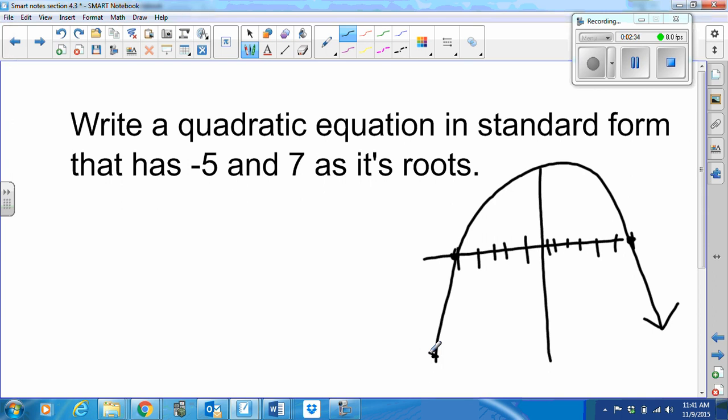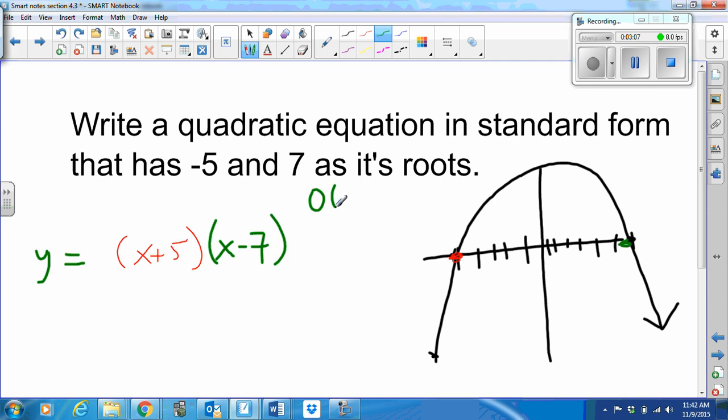And so when you have a root of x equals -5, you have to think about what factor creates that: x plus 5. And when a quadratic has a root of 7, then the factor that accompanies that is x minus 7. So basically, this is y equals x plus 5 times x minus 7. Now, if we look at this carefully, it's when we set it equal to 0 that we can find the solutions. So we're basically saying 0 equals x plus 5.